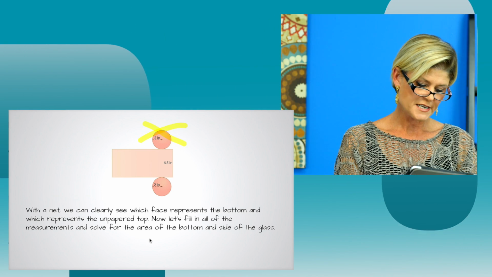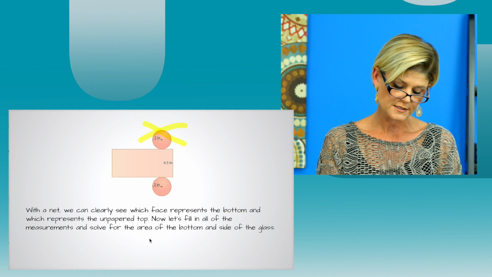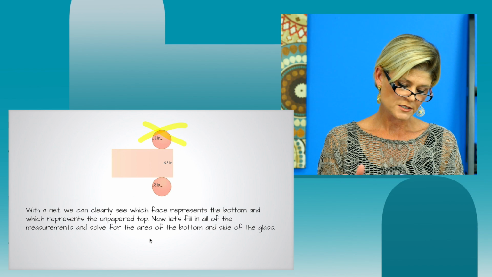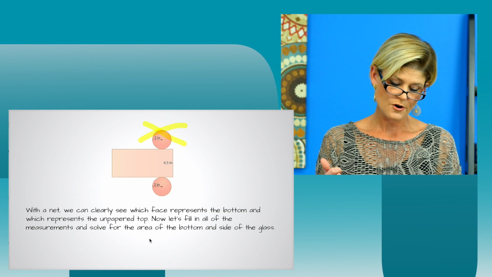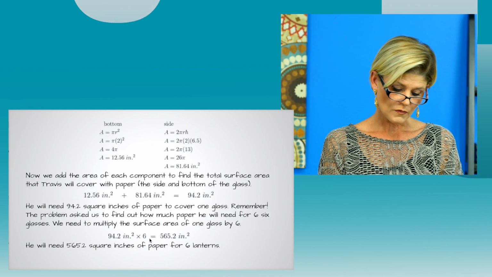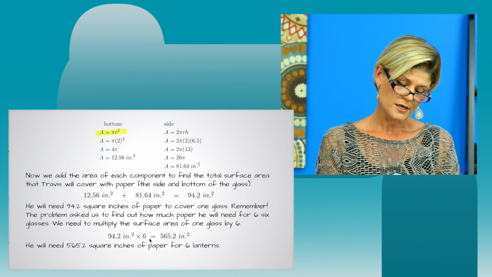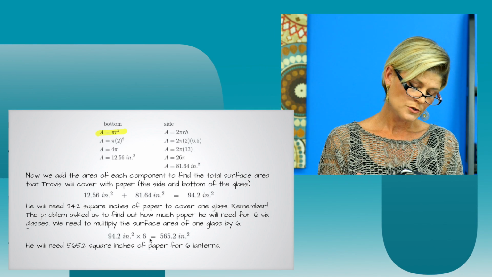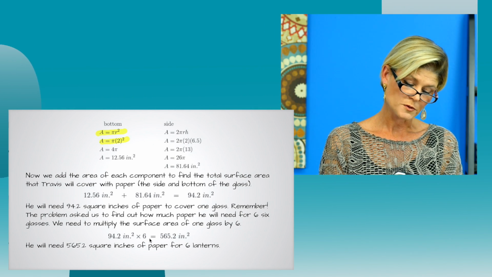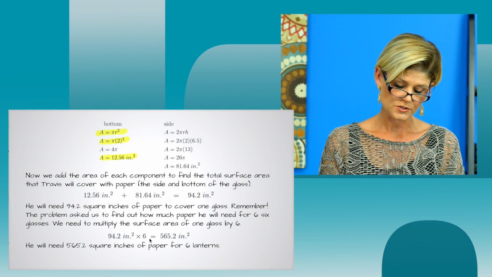All right, so with a net, we can clearly see which face represents the bottom and which represents the unpapered top. So now let's fill in all the measurements and solve for the area of the bottom and the side of the glass. Okay, look at the bottom first. The bottom area of a circle, pi r squared. The radius is 2, so we just square 2. We get area equals 4 times pi. So the area is going to be 12.56 inches squared.